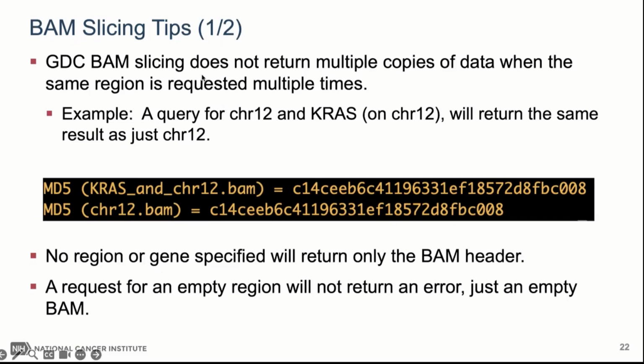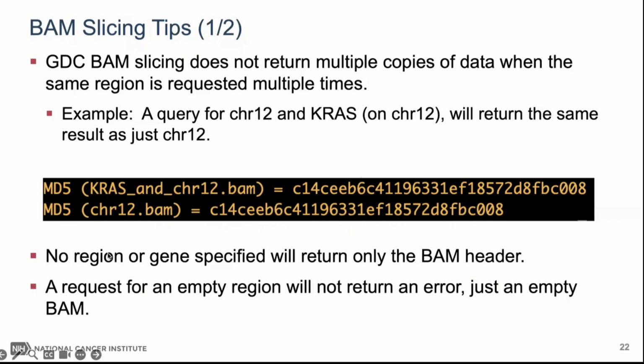So the first thing I want to tell you is that GDC BAM slicing does not return multiple copies of data when the same region is requested multiple times. So KRAS is a gene on chromosome 12. And if you were to query for chromosome 12 and the KRAS gene, they would be redundant because KRAS falls within the chromosome 12 region. So theoretically, this should return the same result. And as you can see, I ran this before, KRAS and chromosome 12.bam and chromosome 12.bam, and they have the same exact value as a demonstration.